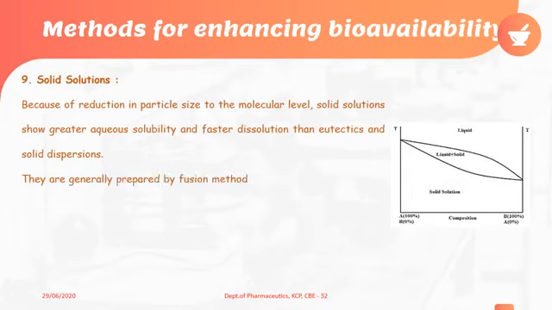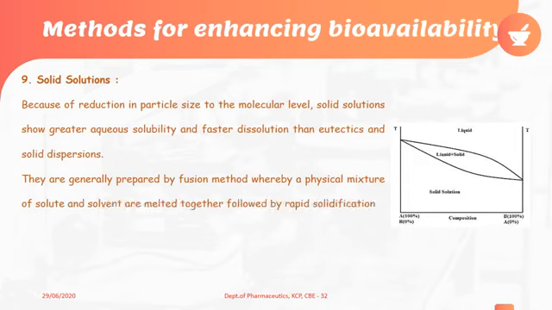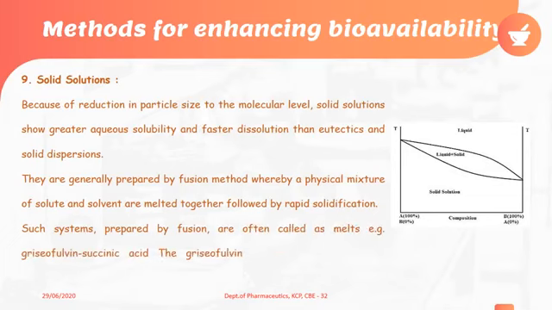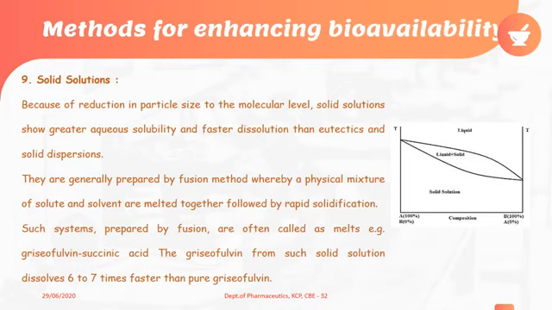They are generally prepared by the fusion method, whereby a physical mixture of a solute and a solvent are melted together, followed by rapid solidification. Such systems prepared by fusion are often called melts. For example, griseofulvin in succinic acid. The griseofulvin in such a solid solution dissolves 6 to 7 times faster than pure griseofulvin. So this is one example which shows a better dissolution and solubility profile.